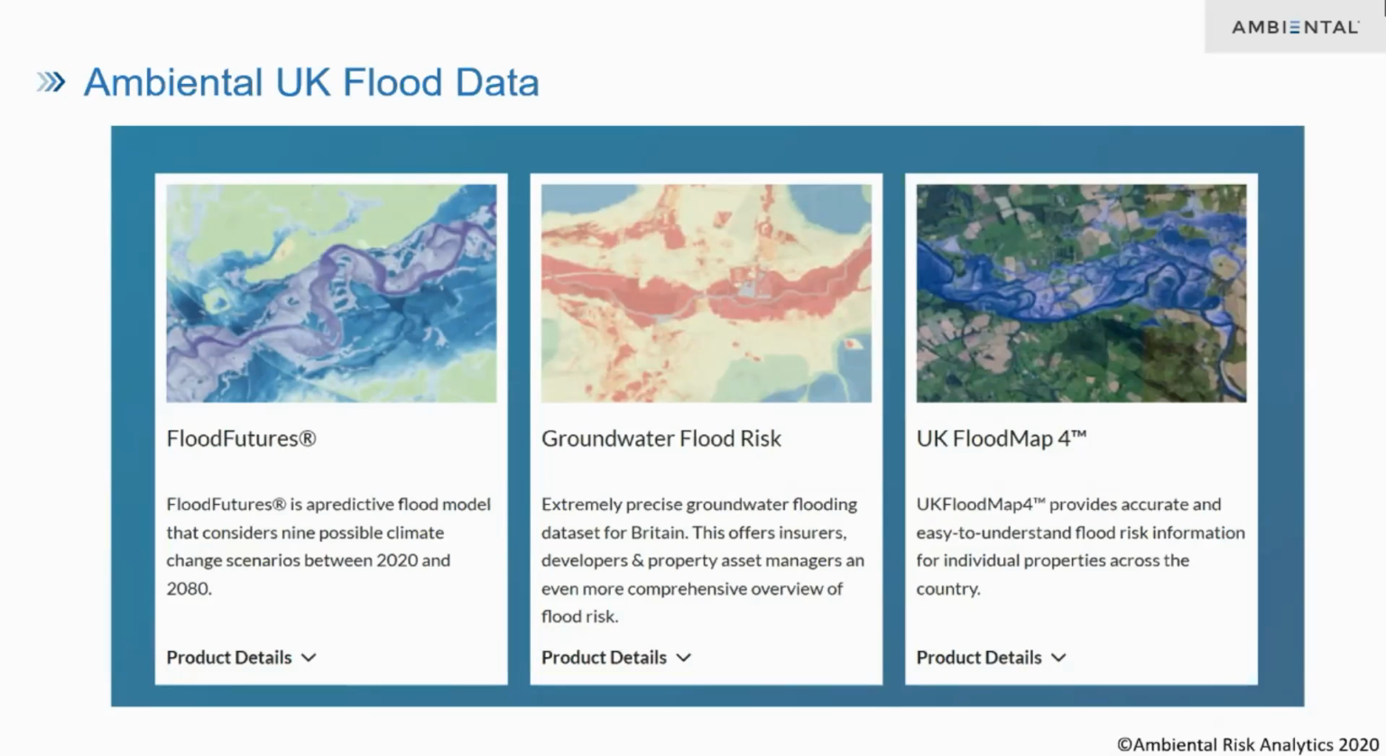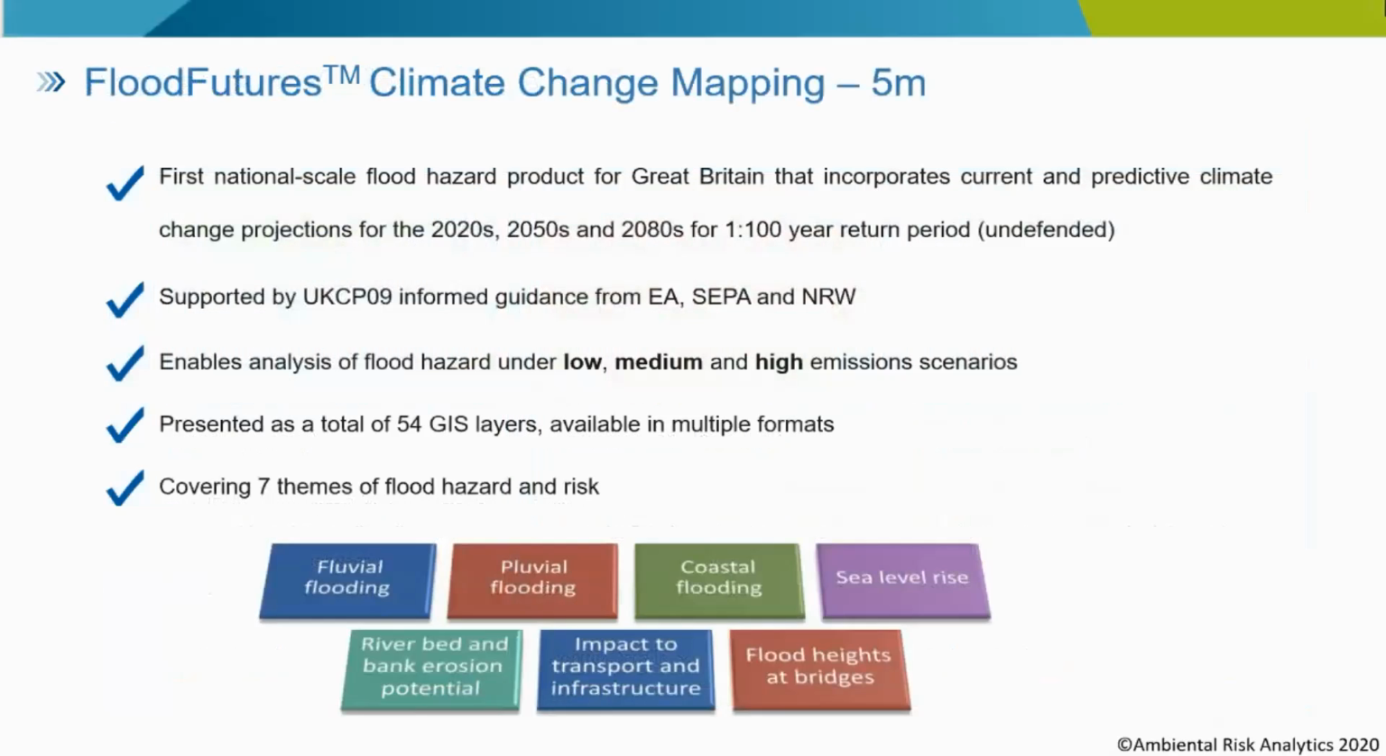I want to start with the FloodFutures product, and this is just an overview. We can organise, if there is demand, a more technical session maybe early next year. FloodFutures was the first to be produced. It's a UK model at national scale, and it looks at the three main flood perils: tidal, fluvial, and pluvial flooding, for epochs 2020, 2050 and 2080, based on the UK climate projections, initially 09, then updating to 18 as well. It's a 1 in 100 year return period, and it's undefended.